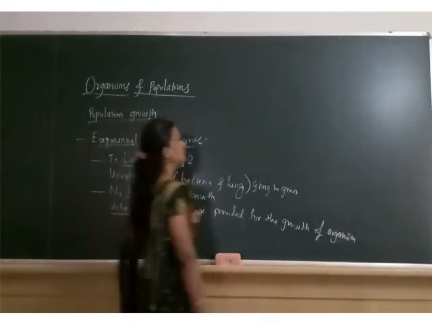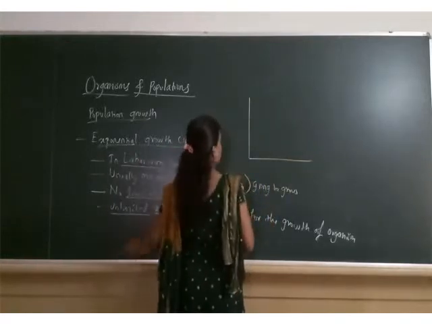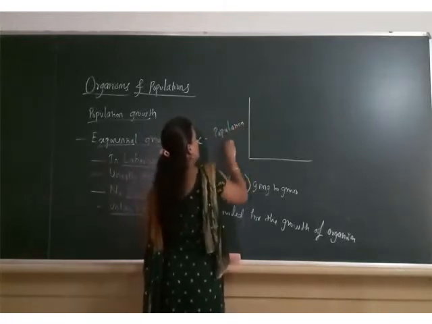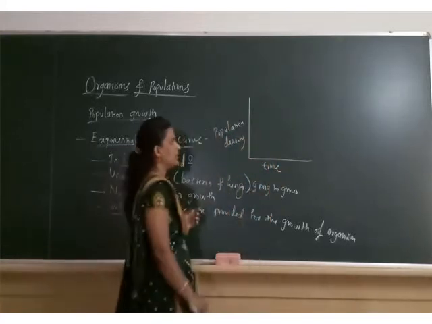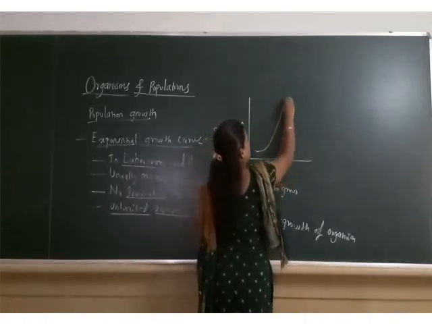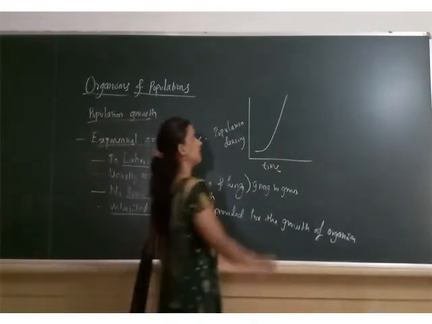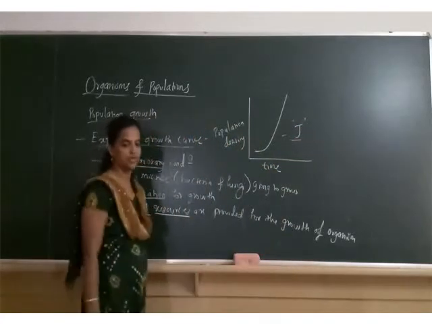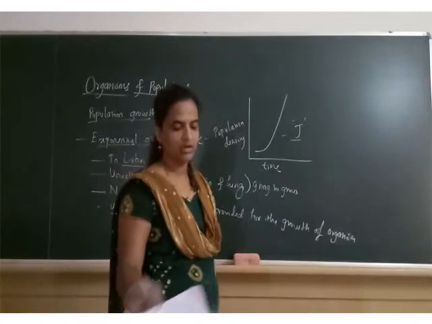Okay, see exponential growth curve. This is a graph. In the graph, this is population density. This is time t. See, like this. If we start from this, it continuously grows. In which shape does this appear to you? This is in J shape. It is continuously growing. So it is an exponential growth curve.